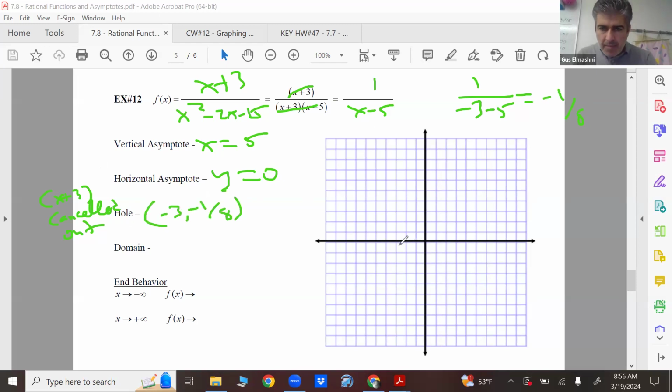So the hole is going to be... Here we go. The domain is still, you have to exclude negative 3 and 5. Even though negative 3 is not a vertical asymptote, you have to exclude it. You have x equals 5. Horizontal asymptote y equals 0.